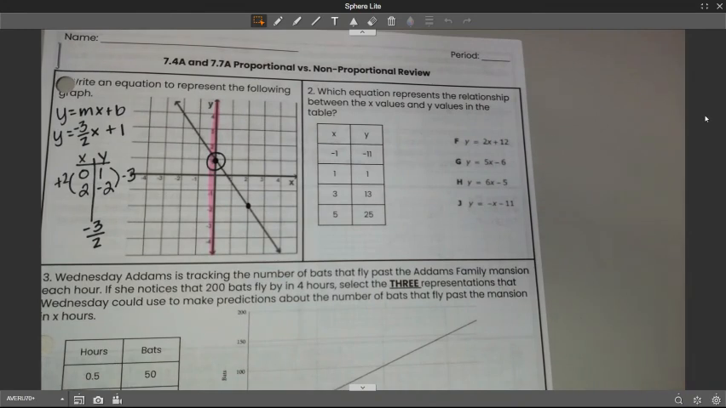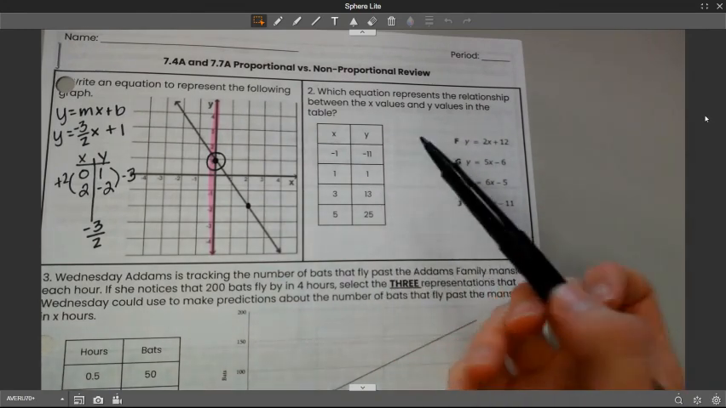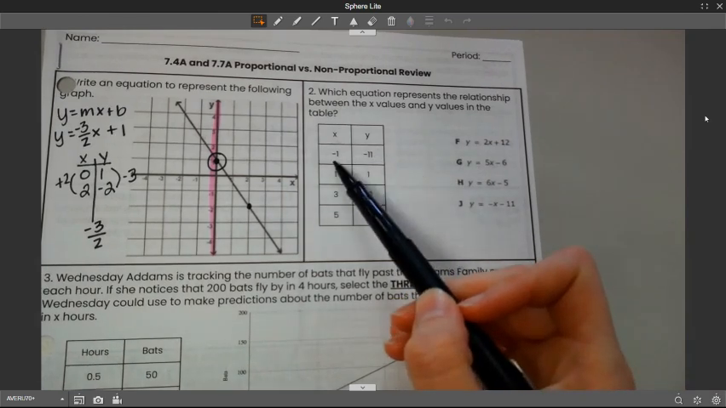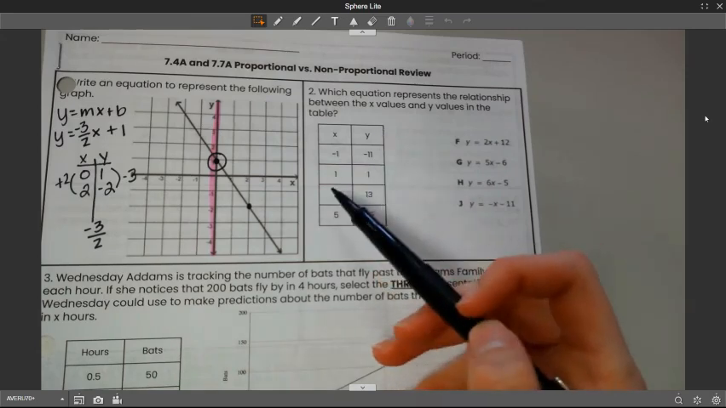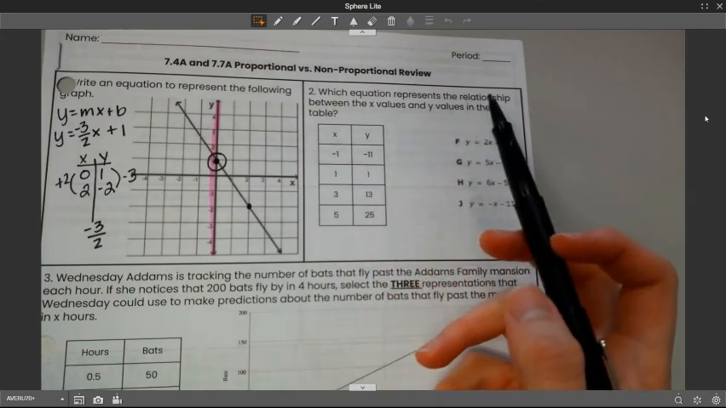So which equation represents the relationship between the x and y values in the table? So real quick, first thing I'm going to do is check to see if it's proportional or non-proportional. So I'm going to divide the y by the x. Negative 11 divided by negative 1 is 11. 1 divided by 1 is 1. So it doesn't get me the same number, so it is non-proportional.